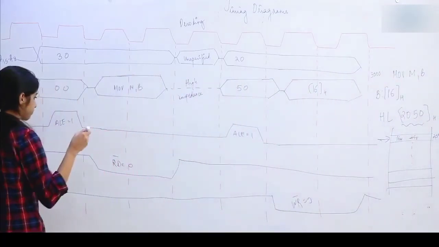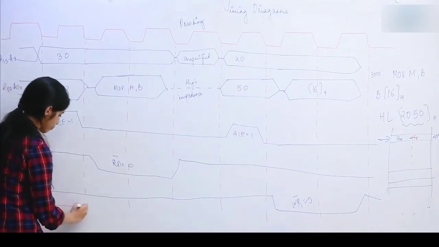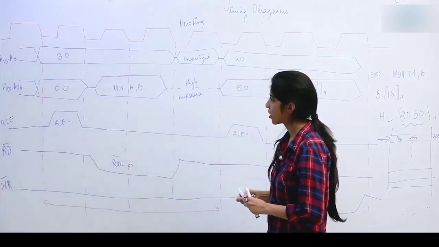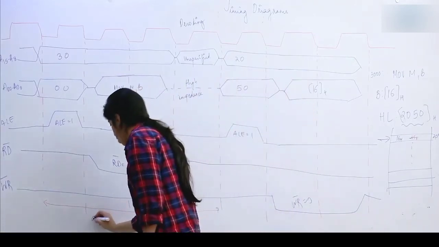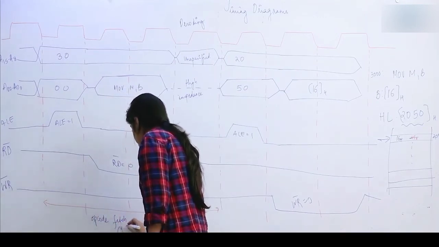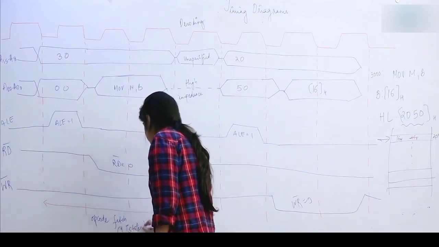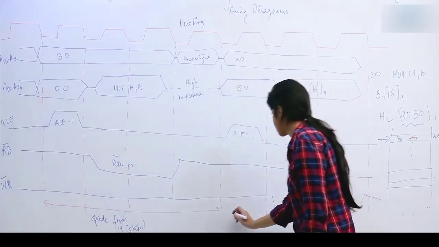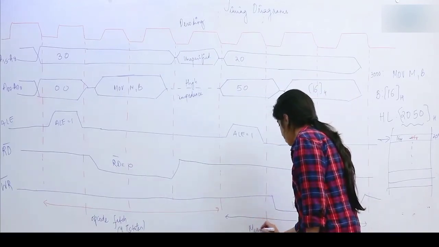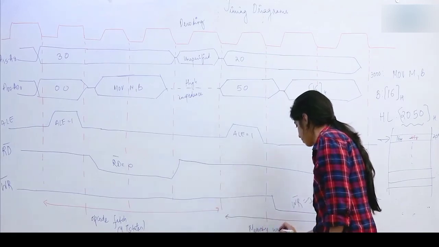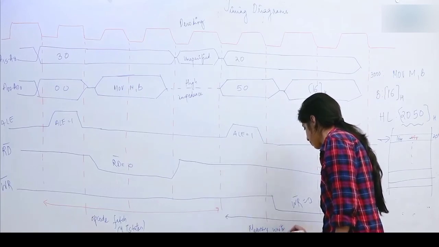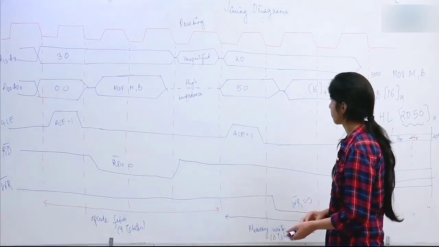Just see here. See these 4 T states. First 4 T states are used for opcode fetch, that is to fetch MOV M, B. Opcode fetch is taking 4 T states, and the next 3 T states are used for memory write. Memory write is using 3 T states.